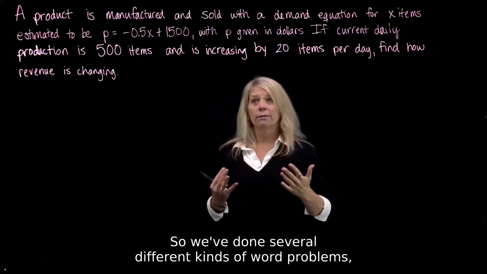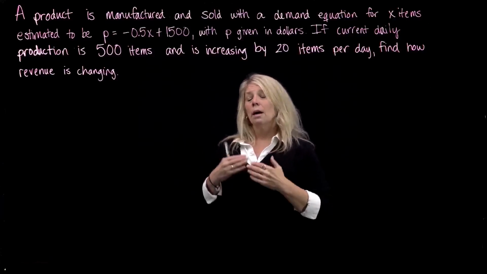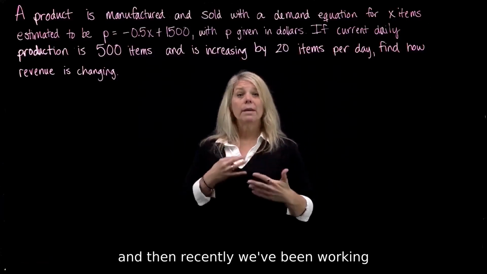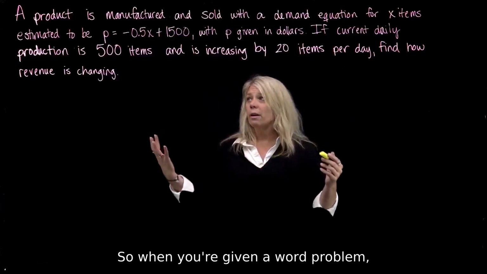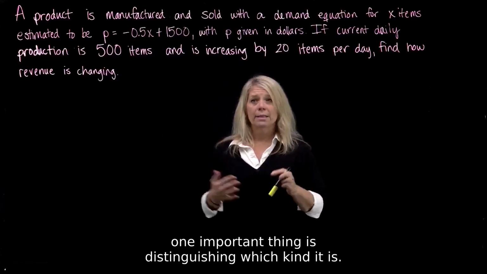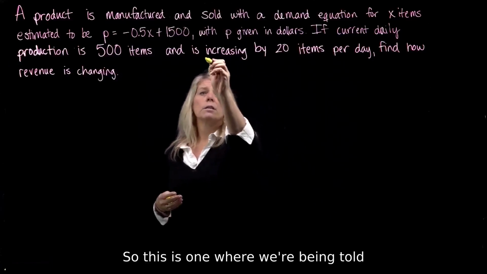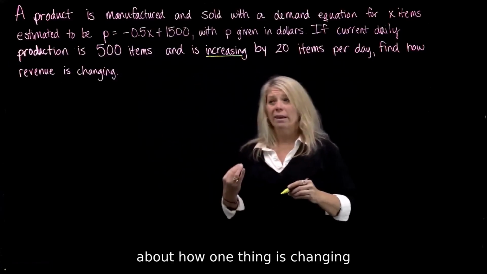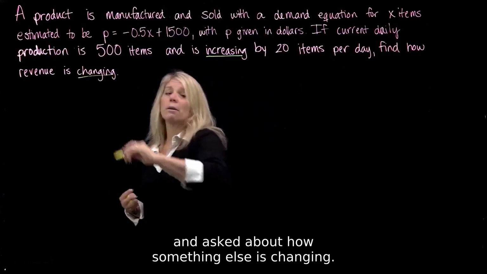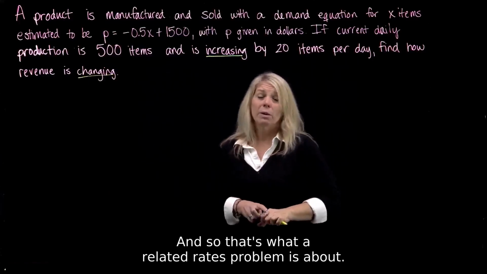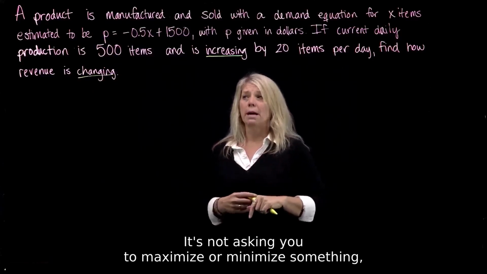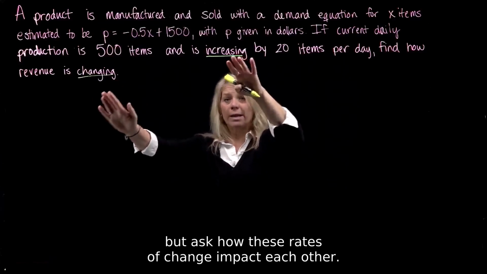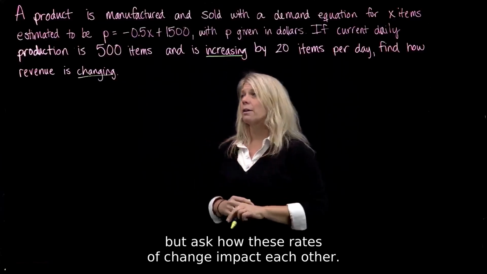So we've done several different kinds of word problems. Optimization problems, and then recently we've been working on related rates problems. So when you're given a word problem, one important thing is distinguishing which kind it is. So this is one where we're being told about how one thing is changing and asked about how something else is changing. And so that's what a related rates problem is about. It's not asking you to maximize or minimize something, but ask how these rates of change impact each other.